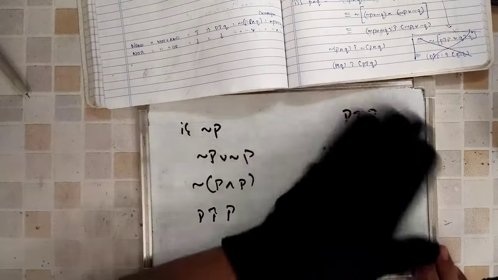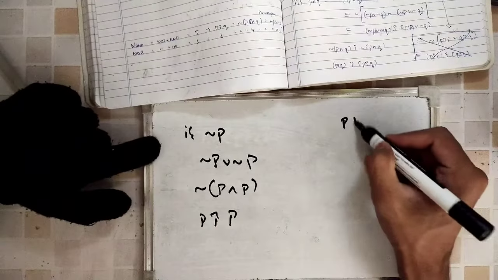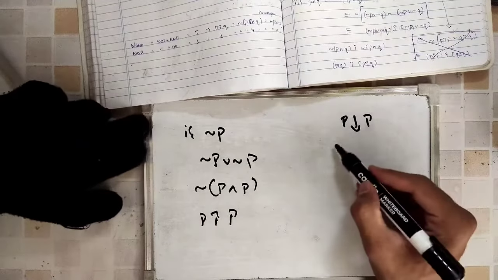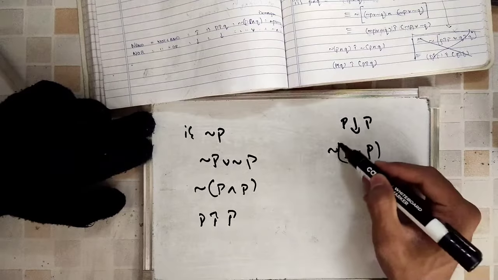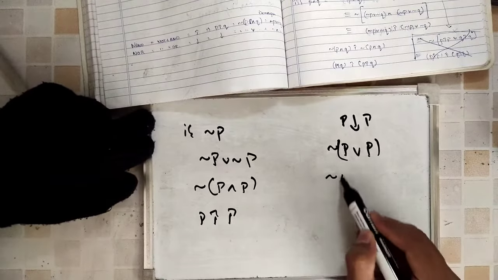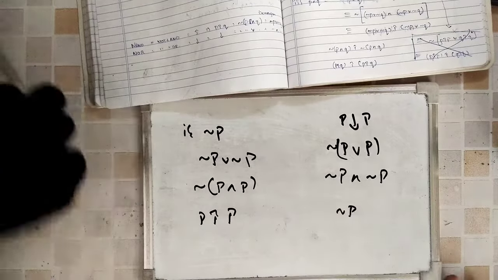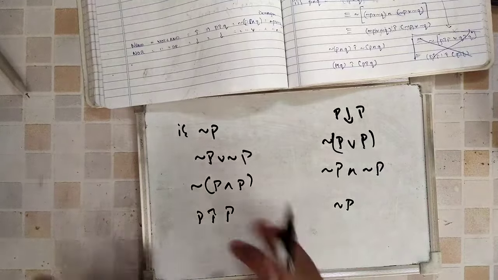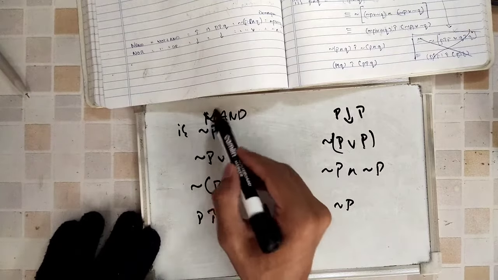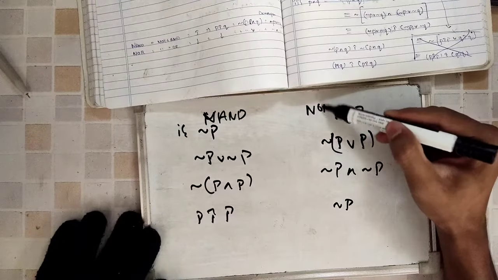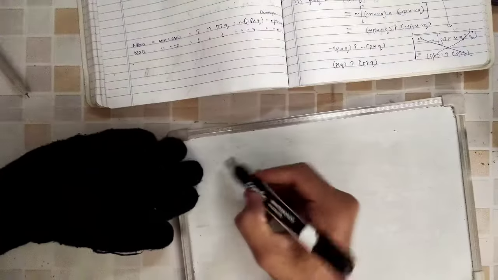So now we will also see how we can write it as P NOR P. For P NOR P, it will be negation of P or P. Okay, if I have this, it will be negation P and negation P. So like this, again by backtracking, you will get the proper answer. This is for NAND, this is for NOR. Okay, very simple, right? You understood.